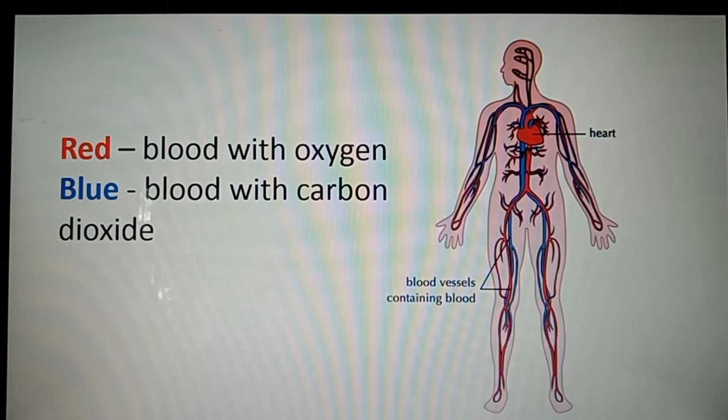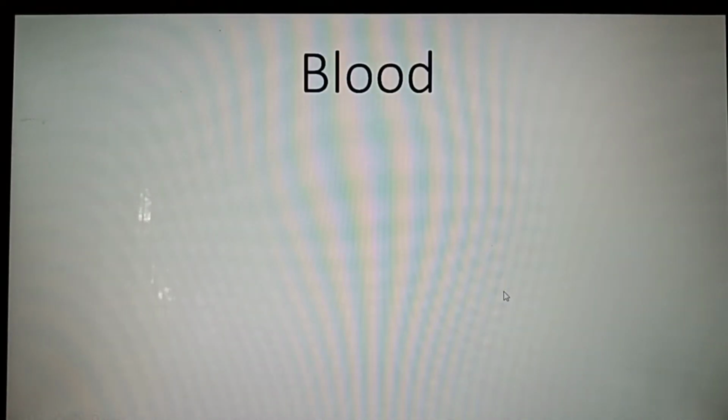So isa-isahin natin ang bawat parts ng ating circulatory system. Actually, tatlo lang naman yan, di ba? Ang main parts of the circulatory system. We have the heart, the blood vessels, and of course, the blood that travels in the blood vessels. So, unahin natin, children, ang blood, dugo.